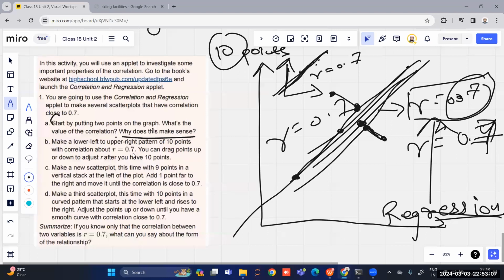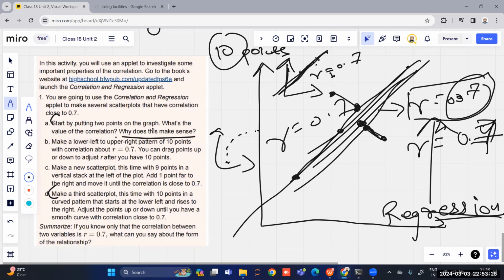You now have 9 points in a vertical stack. Add 1 point far to the right and move it until the correlation is close to 0.7. So we'll add it on the extreme right hand side and move it such that it comes to 0.7. Make a third scatter plot, this time with 10 points in a curved pattern.